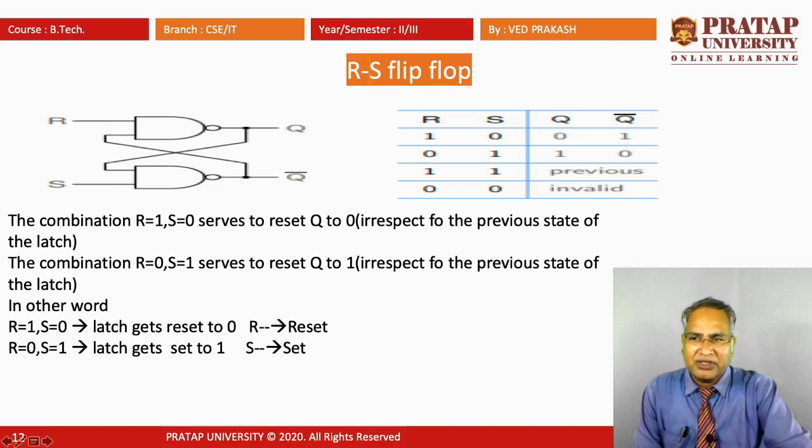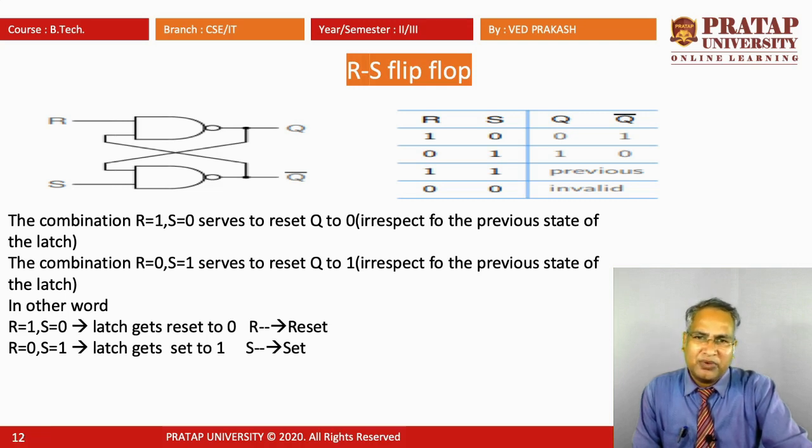And when we give both values of R and S high, it means 1, 1, then the result is the previous result. It means if we are getting the 1, 1 after values of R1 and S0, then we will get 0, 1, and if we are putting the 1, 1 just after the values of R0 and S1, then we are getting 1, 0. So in the case of the 1, 1, we basically get the previous state.